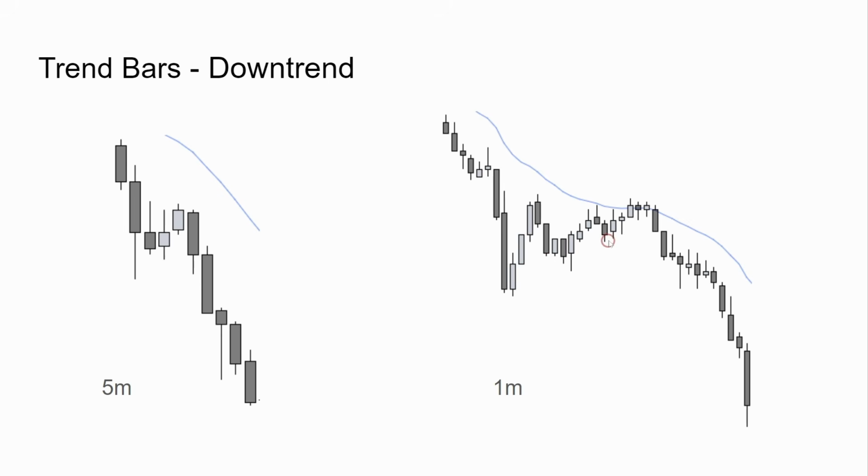You see some dojis in the middle here. Open on its high, close on its low. Open on its high, close on its low. Open on its high, close on its low. This is a trending environment.